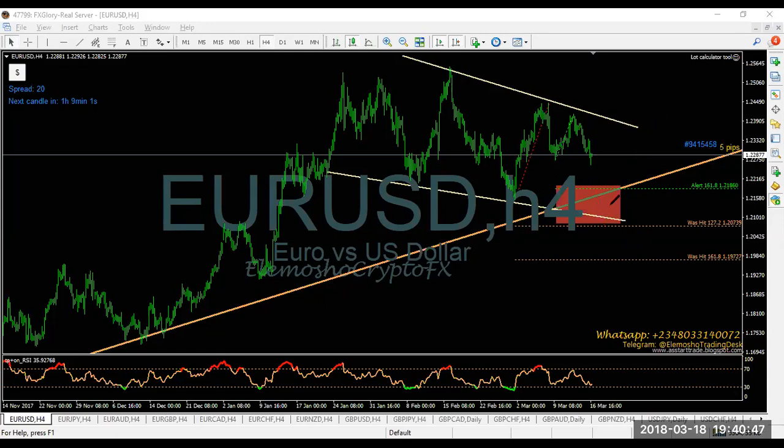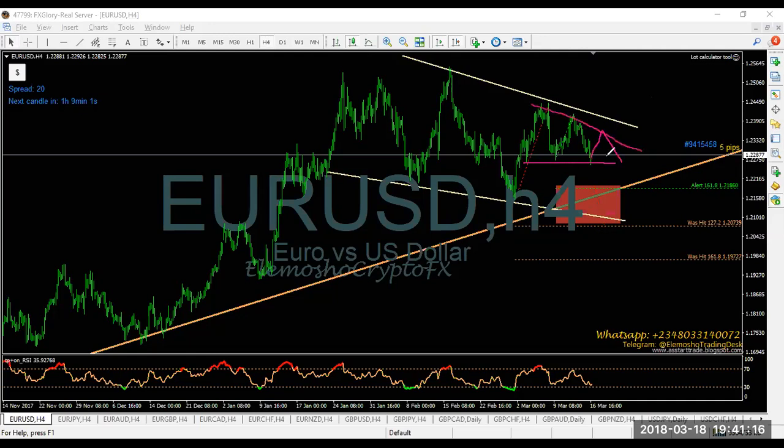But for me, I will be interested in buying around here rather than trying to buy around here. That's the setup I'm looking at. But I'll be watching very carefully to see if price will reject this zone completely and go up. If it's going to go up right now, I'll still expect it to come down first before making the bullish trend. So you need to exercise some patience and watch what price will do.